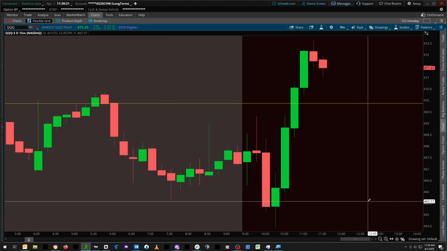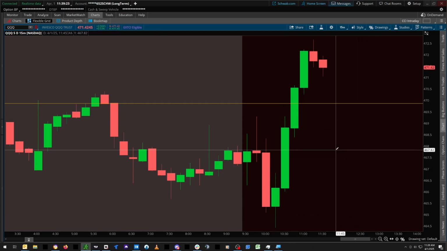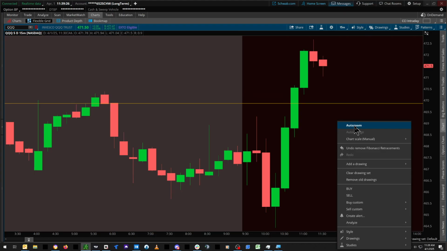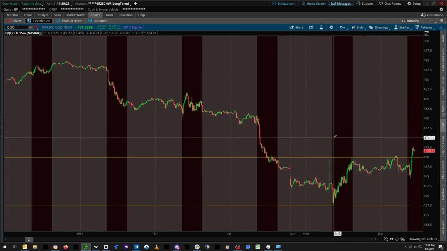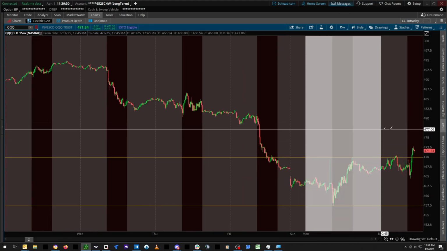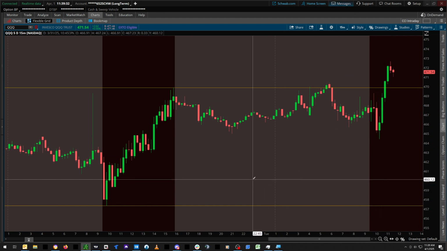Yeah, I'm trying to understand because I know the line you have there for the prior day high, it's not really a line, it's a zone. And I'm trying to understand. It kind of is a line. It kind of is a zone.